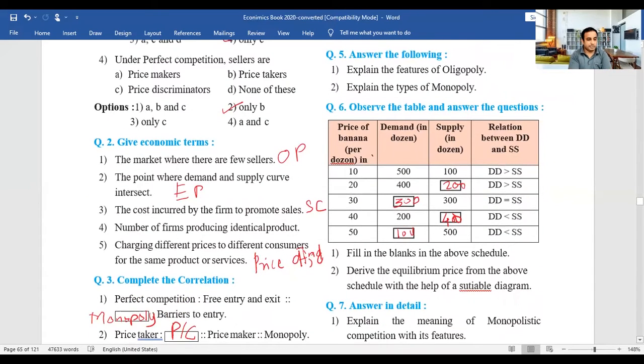Give economic terms. The market where there are few sellers, we call it oligopoly.